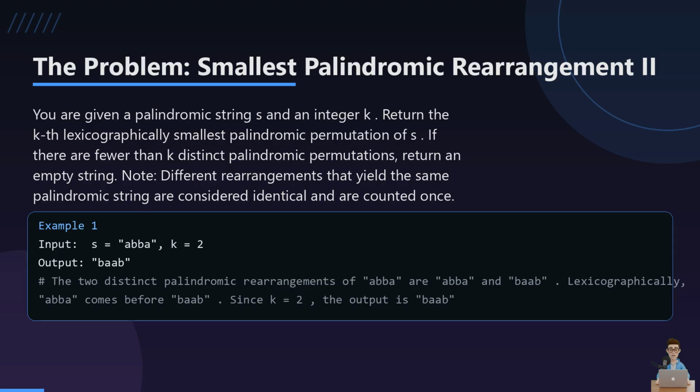You're given a palindrome string S and a number K, and asked to find the kth smallest rearrangement of its letters that still reads as a palindrome, when all such rearrangements are listed in alphabetical order. If the string can't be rearranged into that many distinct palindromes, you return an empty string instead.